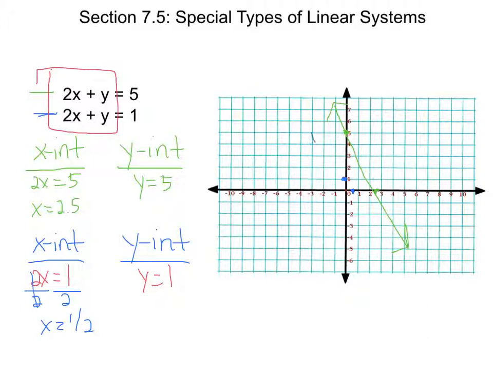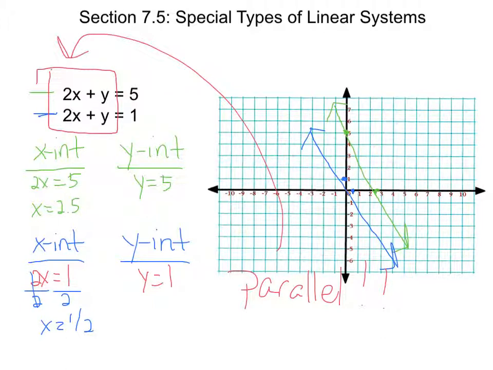And when we graph that, what do you notice about those lines? That's not a perfect line, but what do you notice about them? Do they cross? They are parallel lines. Do you think that has anything to do with those equations? What do those look like and why are they parallel?